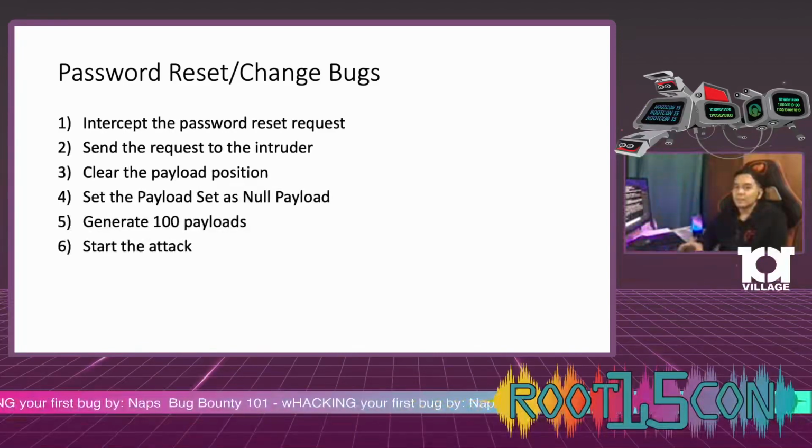These are the steps to validate this bug. Just intercept the password reset request, send the request to the Intruder, clear the payload position, set the payload as a null payload, generate 100 payloads, and then start the attack.